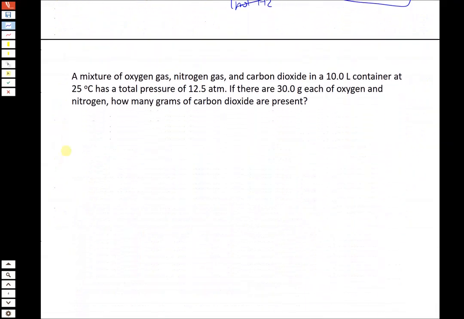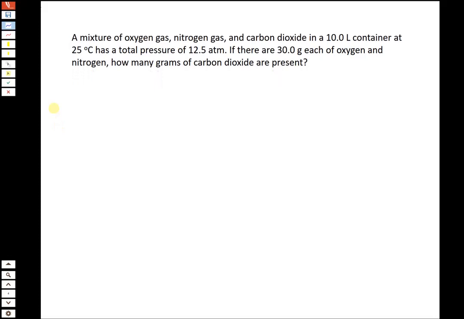Alright, another question that deals with mixtures of gases. Here we're trying to find something about the mass of a gas. We have a mixture of oxygen gas. Again, we have to make sure we get the formulas for these right. Oxygen gas is O2, nitrogen gas is N2, and carbon dioxide is CO2. If those three gases are mixed together, that's basically mostly what's in air. We have a 10-liter container at 25 degrees Celsius with a total pressure of 12.5 atmospheres. If there are 30 grams each of oxygen and nitrogen, how many grams of carbon dioxide are present?